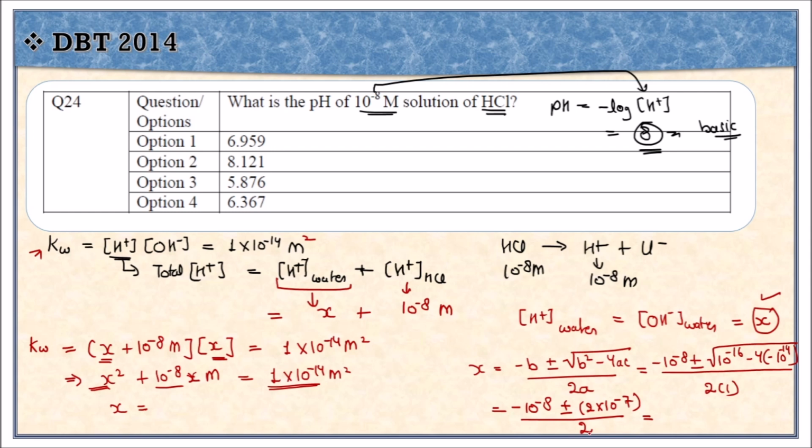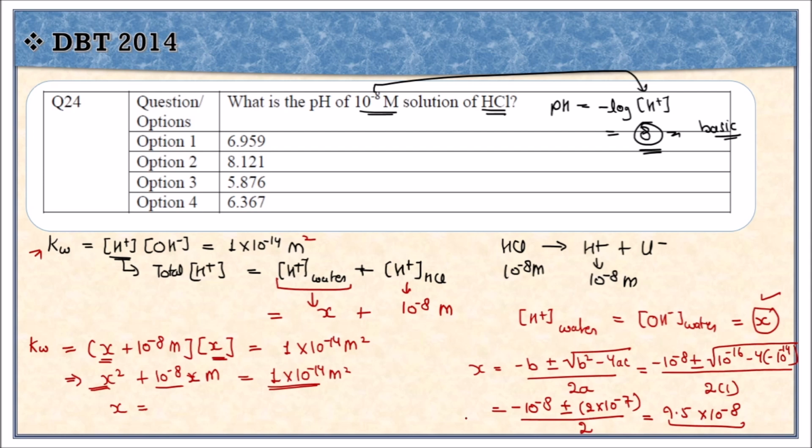Okay, so first I'm going to add. Okay, so minus 10 to the power minus 8 plus bracket 2 into 10 to the power minus 7 divided by 2. So this is giving 9.5 into 10 to the power minus 8. So this is the one value after getting addition.